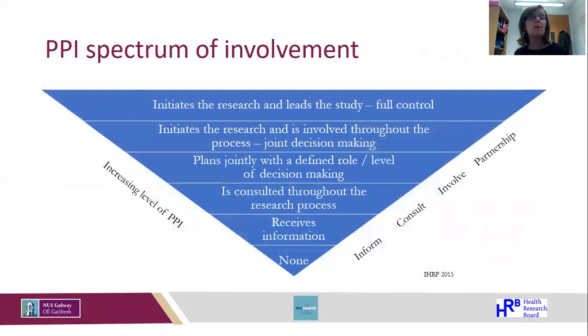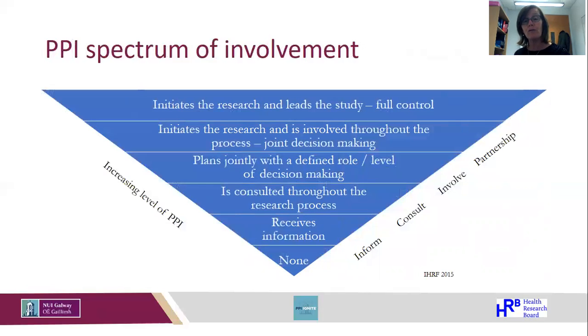PPI is best described as being a spectrum of involvement. So this is an example. At the bottom of our triangle here, we have no involvement, the traditional way, where we just recruit participants, collect data, do our analysis, and report on our studies. There's some emphasis on communicating the results of our research to the public, and we're very good at communicating the fact that we want people to take part. So that is communicating outwards.